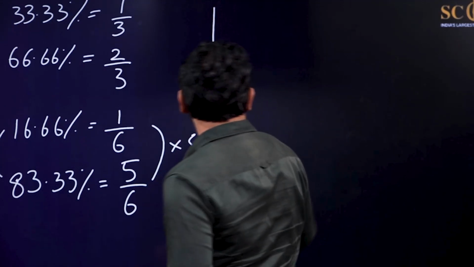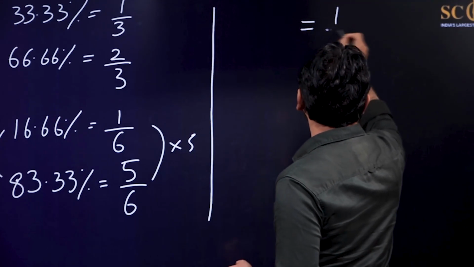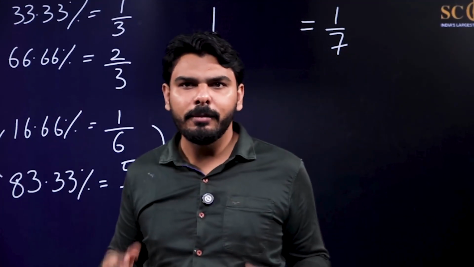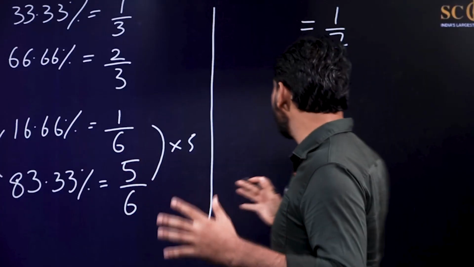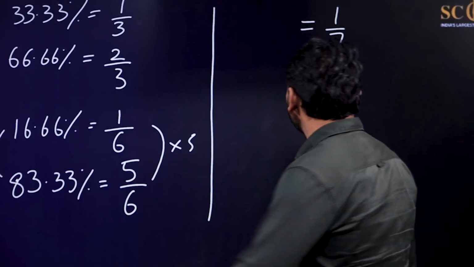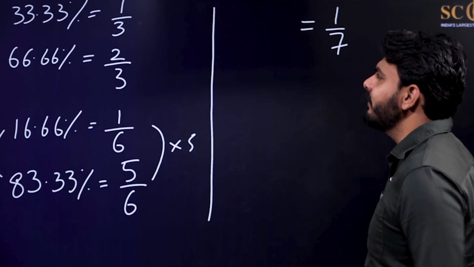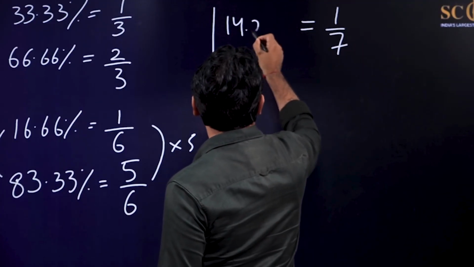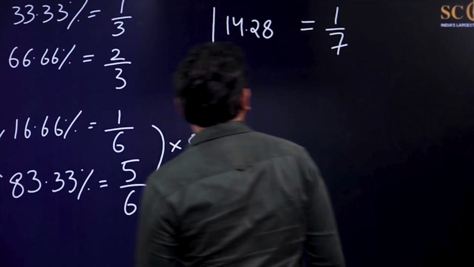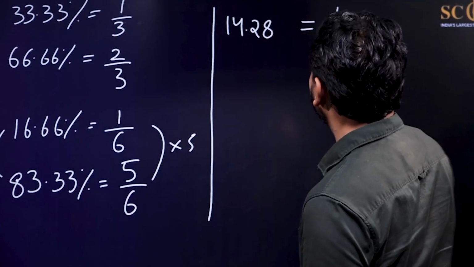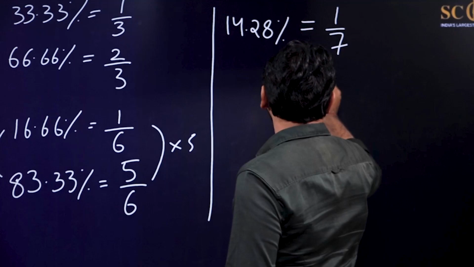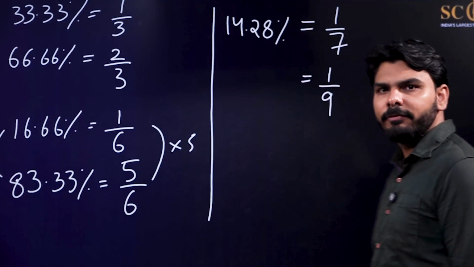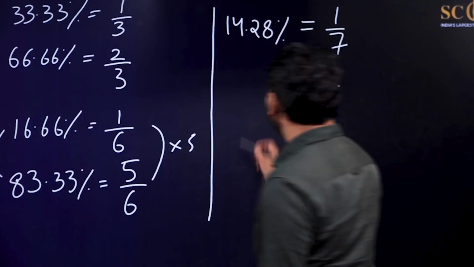Can you tell me the percentage value of 1 by 7? These things I don't know now; I have forgotten all of these values, so I will calculate it with you. What is 1 by 7? From my point of view, I think it is 14.28%, isn't it? Okay, it is 14.28% if I'm not wrong. Similarly, can you tell me the percentage value of 1 by 9? I think it is equal to 11.11%.